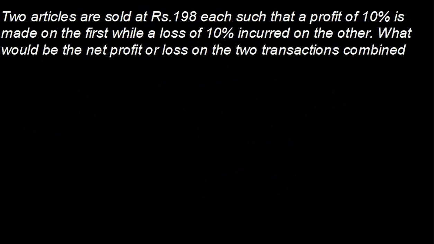Two articles are sold at 198 rupees each such that a profit of 10% is made on the first while a loss of 10% is made on the other. What would be the net profit or loss on the two transactions combined? Okay, so let's write down a frame actually, because that is another easy question or thoda sa tough bhi hai.